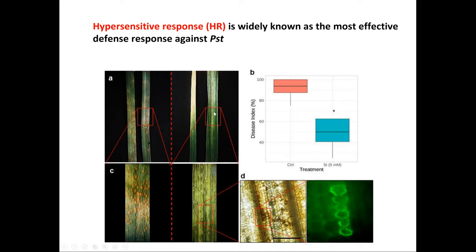After the application of silicon, we could see in some of the treated plants HR happening. This is a typical HR, the chlorotic patches can be seen on the leaf. When you do microscopy on those parts undergoing HR, you can see specific cells accumulating hydrogen peroxide, and the brownish color here is the result of diaminobenzidine staining, which visualizes accumulation of hydrogen peroxide, a signaling molecule that induces HR. Then autofluorescence is due to deposition of phenolic compounds in the cell wall, fortifying the cell wall and making penetration of the pathogen more difficult. So HR is widely known as the main defense mechanism against this disease. That was the message of this slide.